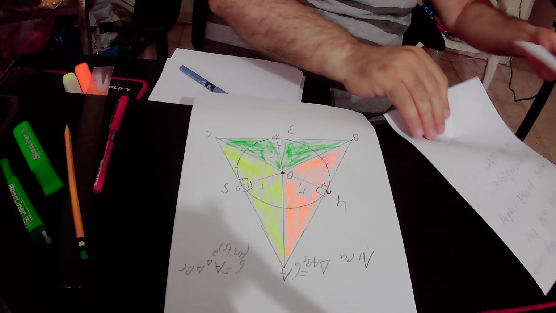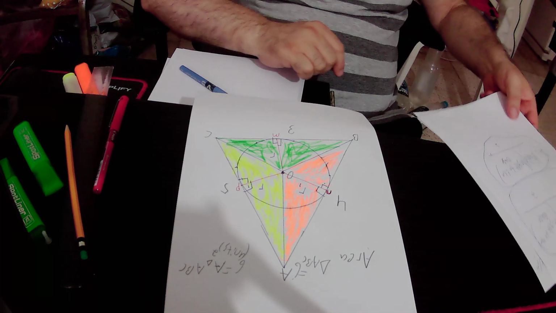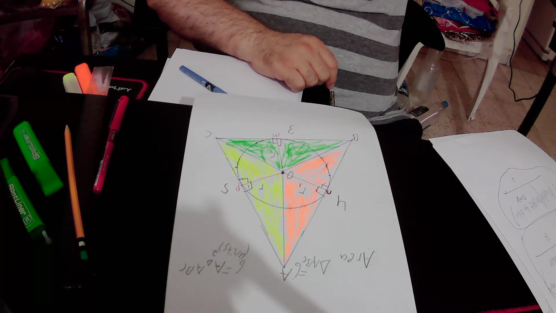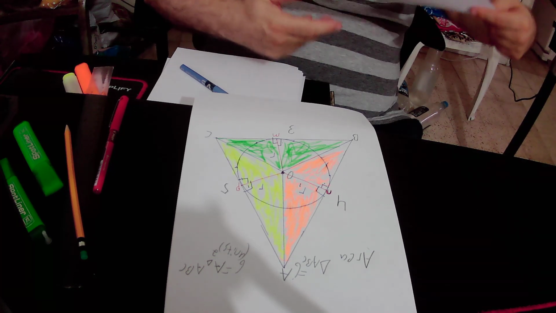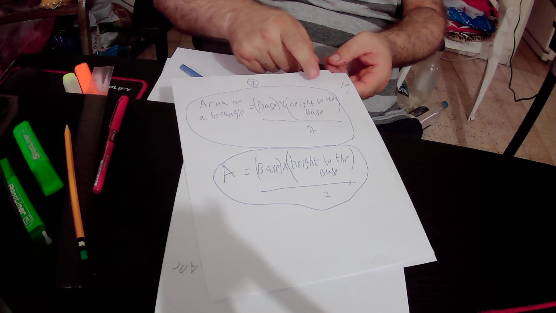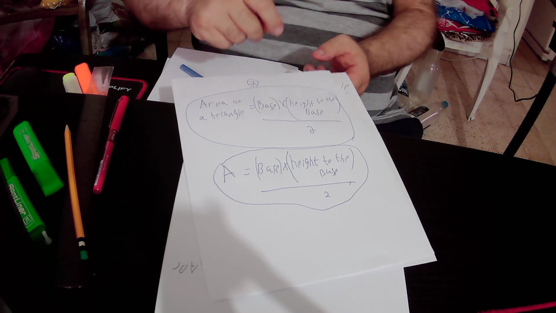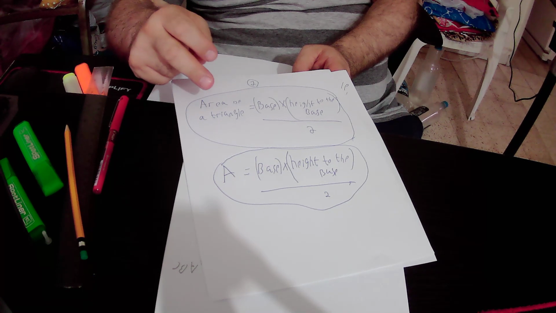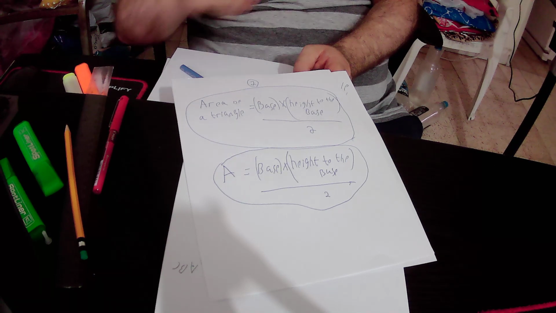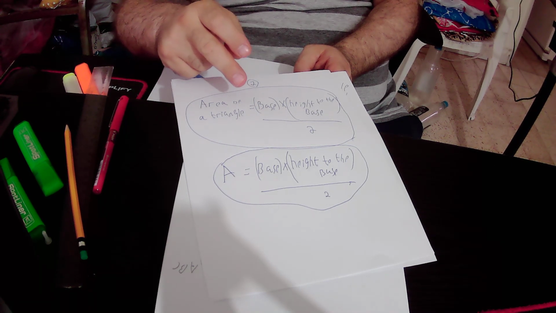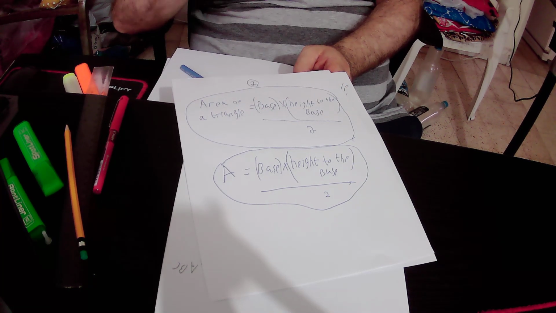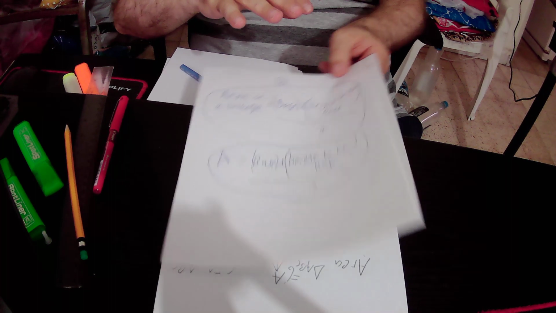Okay, and in the next step, we know that the area of any triangle equals the base of the triangle times the height to the base, all divided by 2. Instead of area, we will write the capital letter A, that is the abbreviation for area. So A, the area of the triangle, equals the base of the triangle times the height to the base, all divided by 2. This is the formula for the area of any triangle.